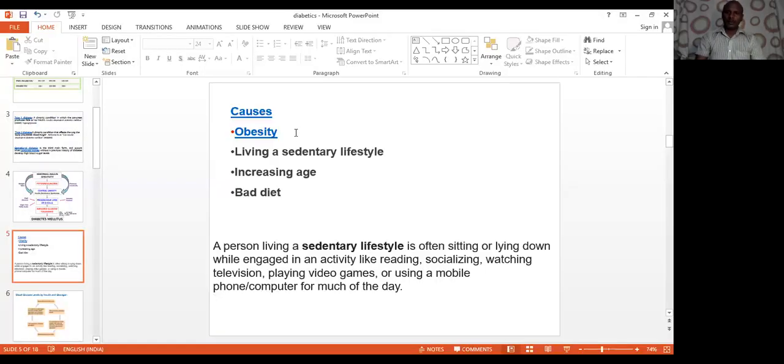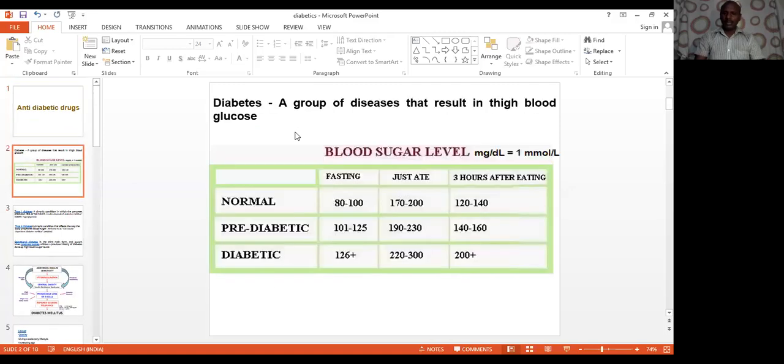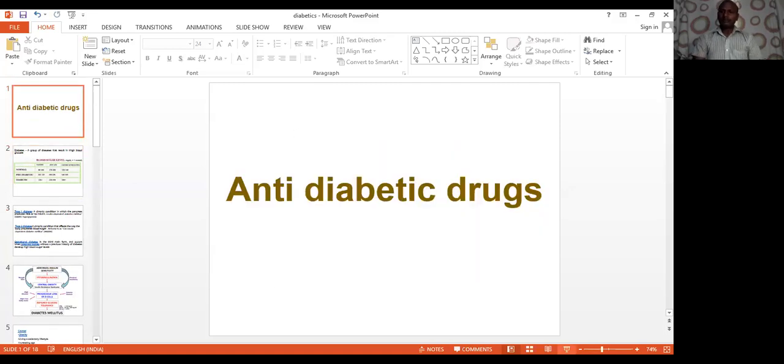So the next topic we take up is anti-diabetic drugs. These are the drugs which are normally used for the disease management of diabetes, or diabetes mellitus. Generally, we call it diabetes mellitus. And the drugs which are used for the disease management are called anti-diabetic drugs.